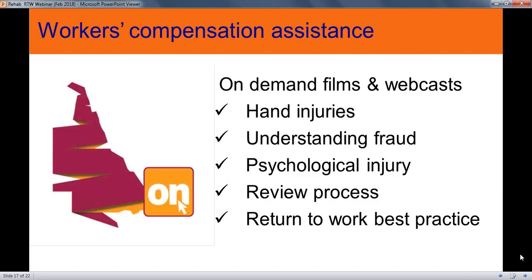Of course, we can provide assistance with that as well, but that resource is great to actually refer to. There are topics that they release throughout the year through their return to work e-bulletin, on rehabilitation and return to work.